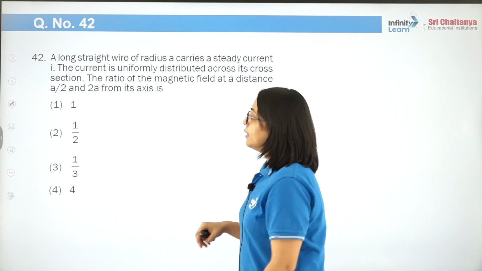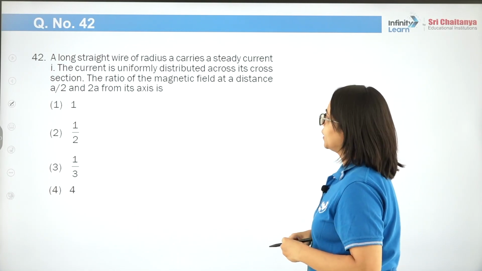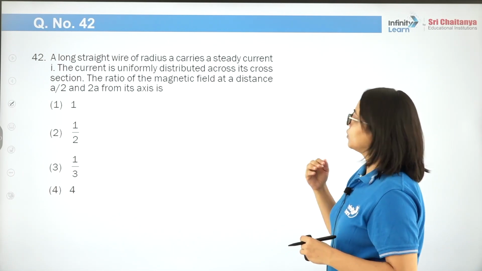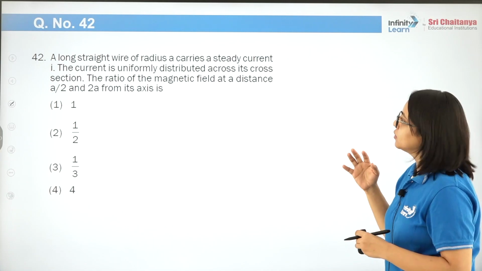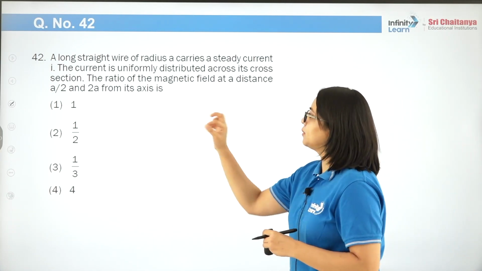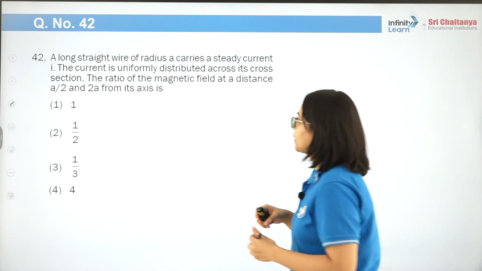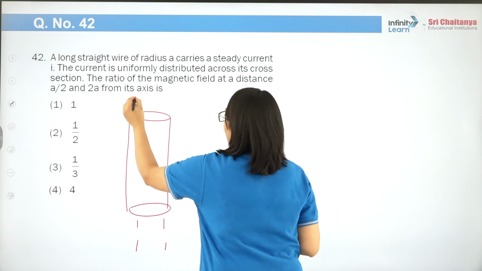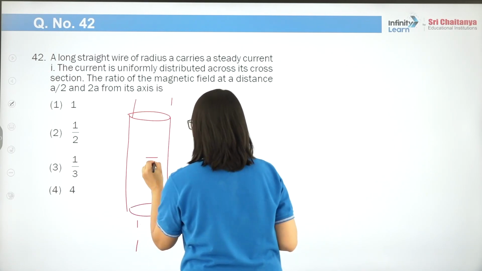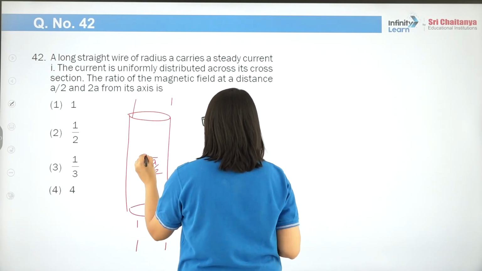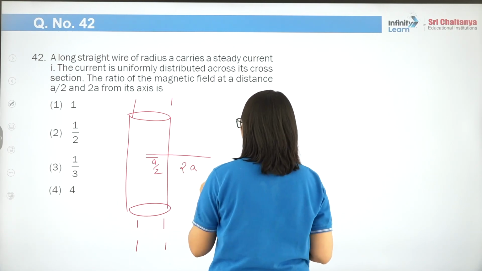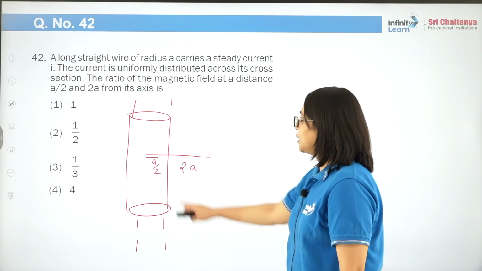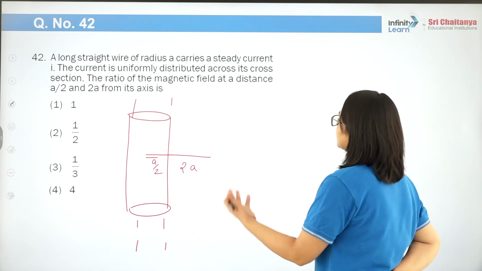Next is question number 42. We have a long straight wire of radius A carrying a steady current I. The current is uniformly distributed across its cross section. The ratio of the magnetic field at a distance A by 2 and 2A from its axis is. So this is a long straight wire carrying a current I. We have 2 points, one at a distance A by 2 and another at a distance 2A. We need to find the ratio of the magnetic field at point 1 and 2 at a distance A by 2 and 2A respectively, and the radius is A.